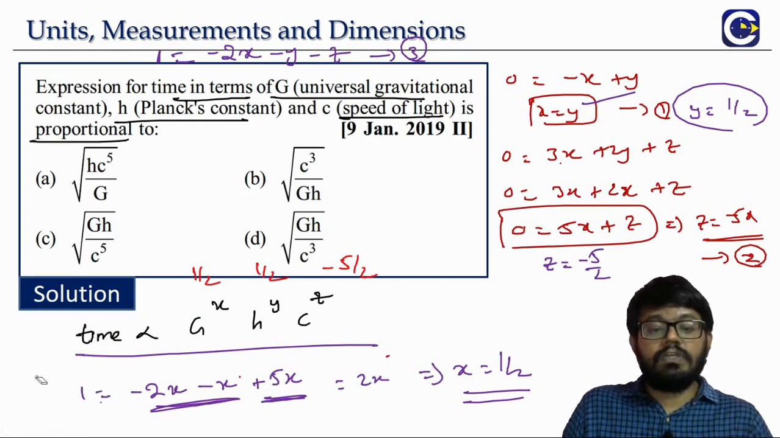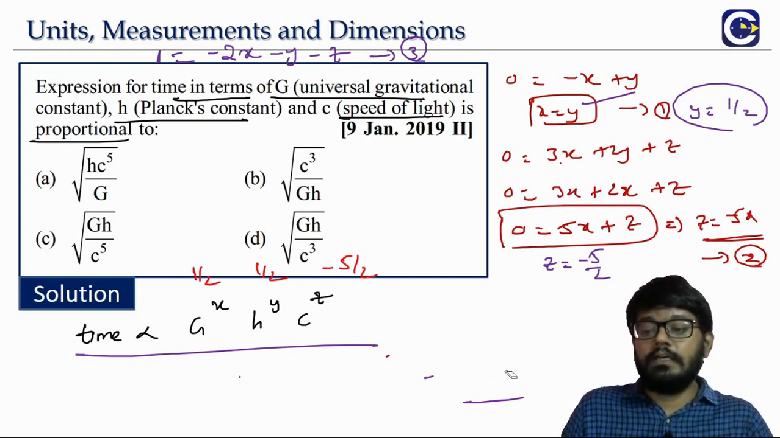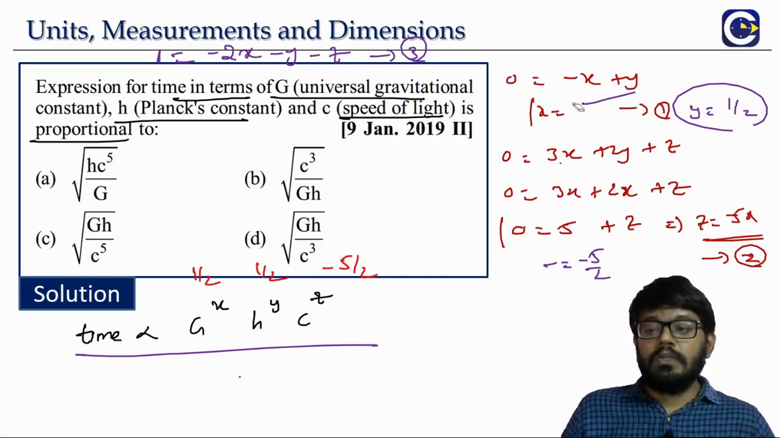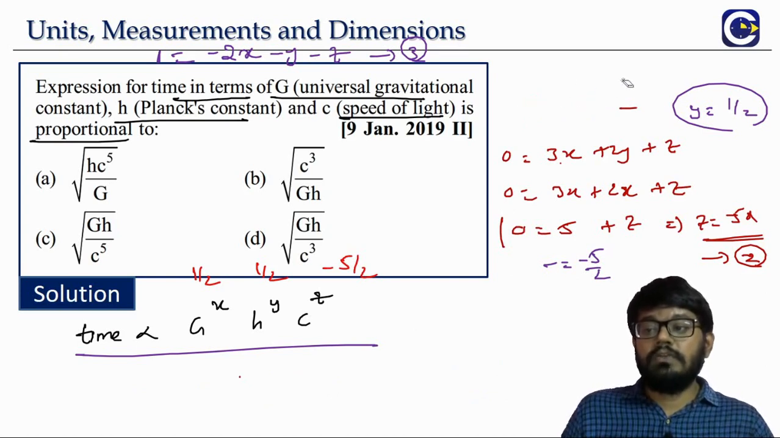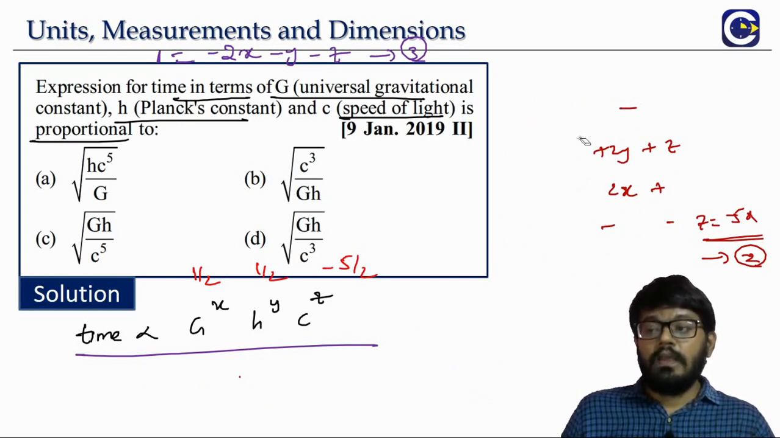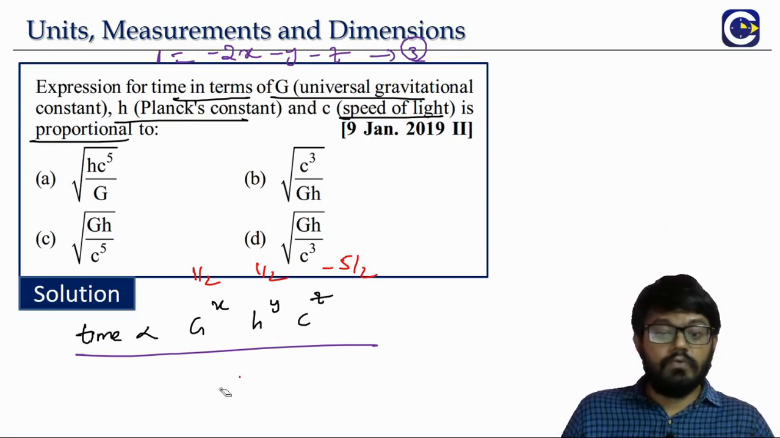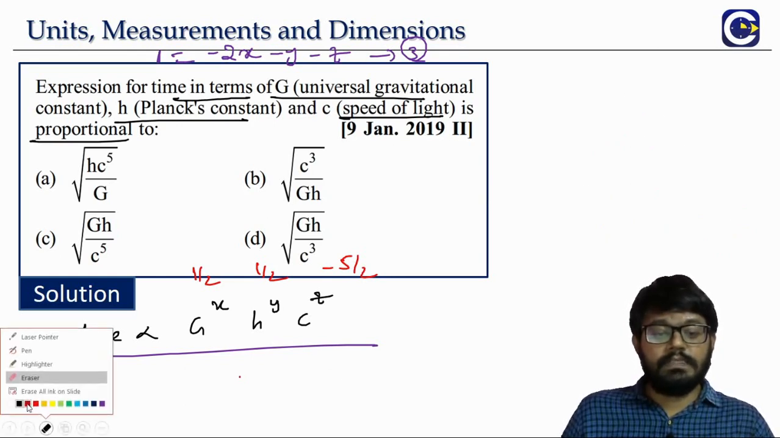Now we'll see which of these expressions, because they are not asking us the values, right? They are giving us in terms of the expressions. So we have to see which of the expressions will actually have the power of g as well as power of h as half, and power of c must be minus 5 by 2. Okay, so let us see how we will be able to express it.